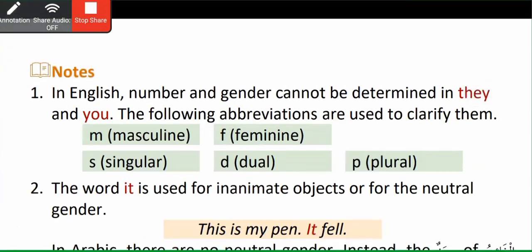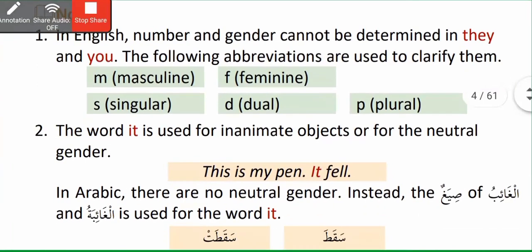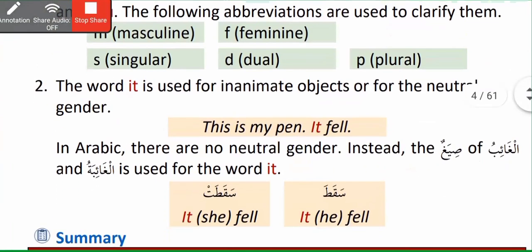Okay, now we have some notes. Number one, in English, number and gender cannot be determined in the words they and you. The following abbreviations are used to clarify them. So these are some abbreviations. I don't think you need to follow them strictly, but you need to follow the Arabic names like wahid, tasniya, jama, mukhatab, ghaib, mutakallim, like that.